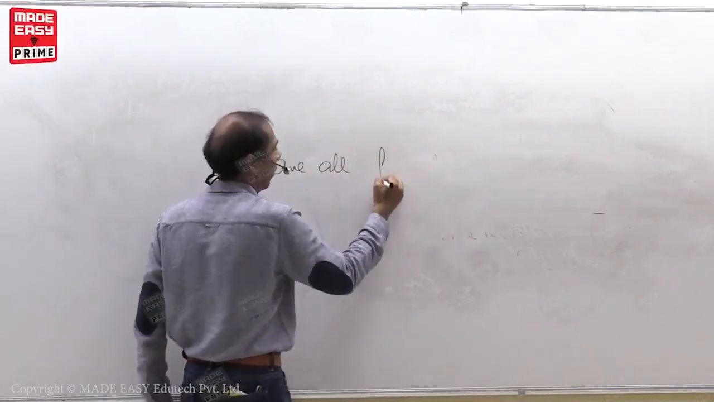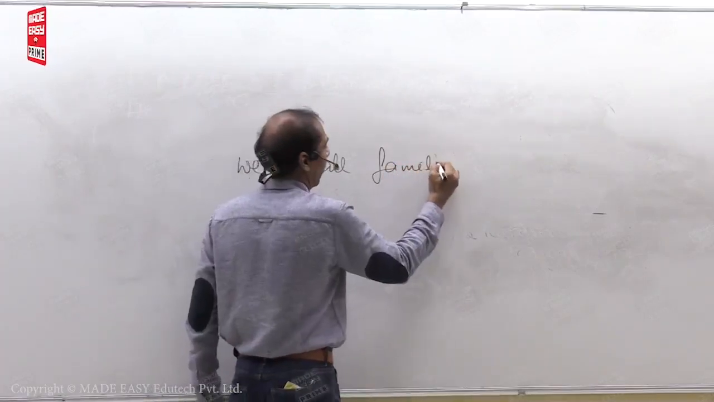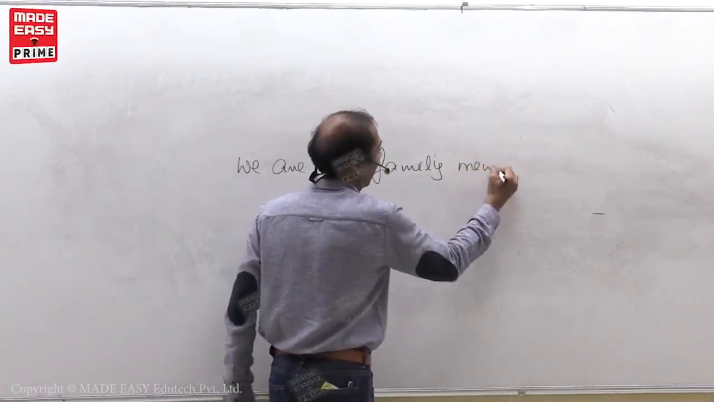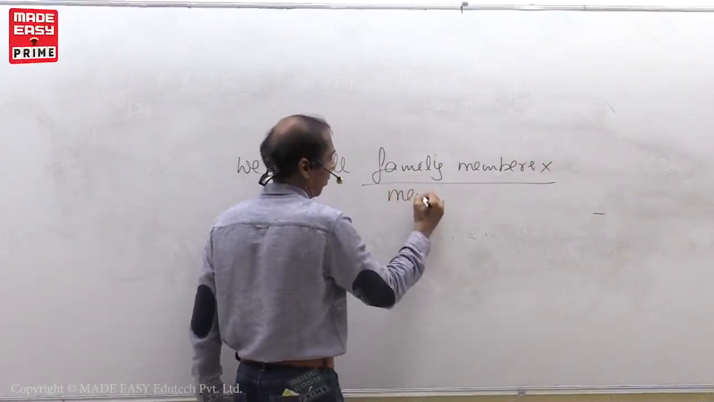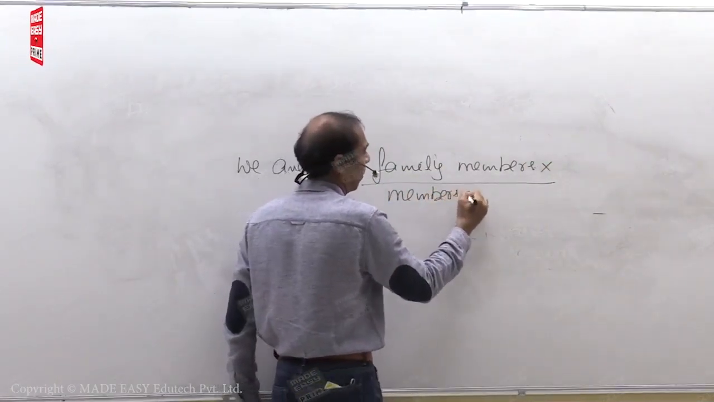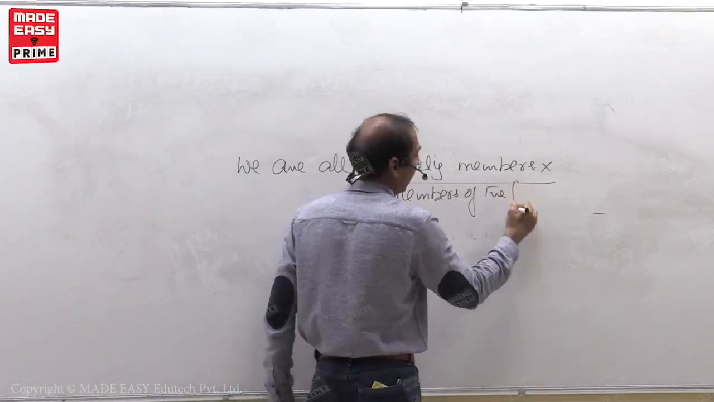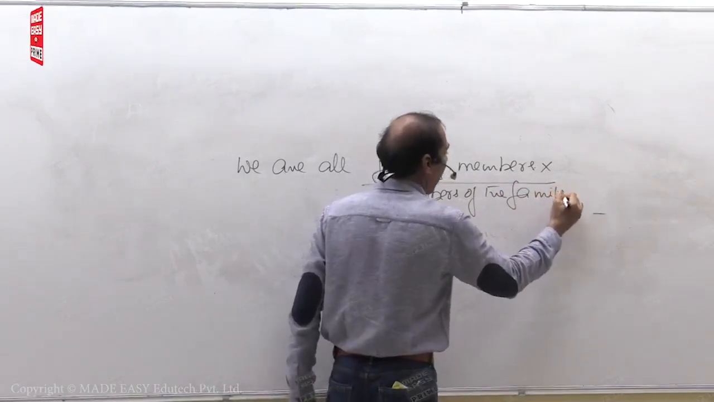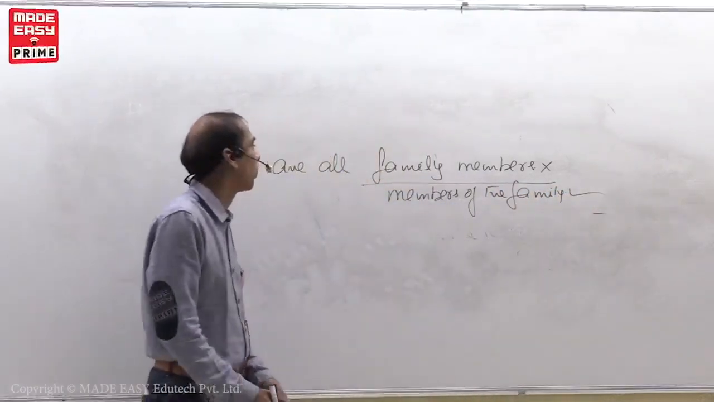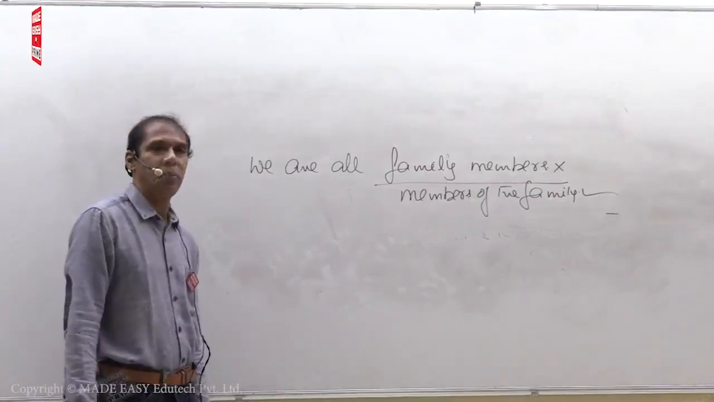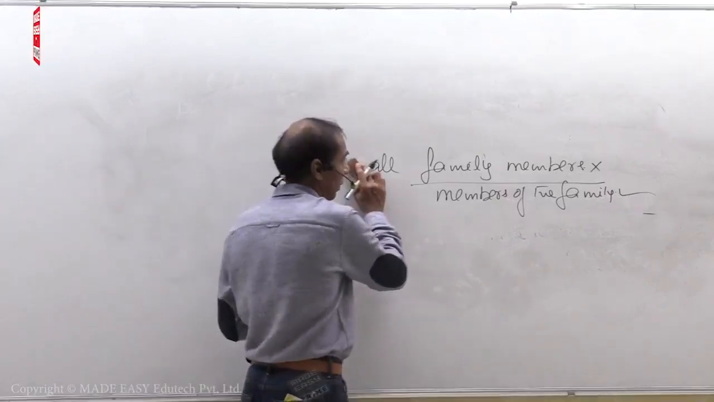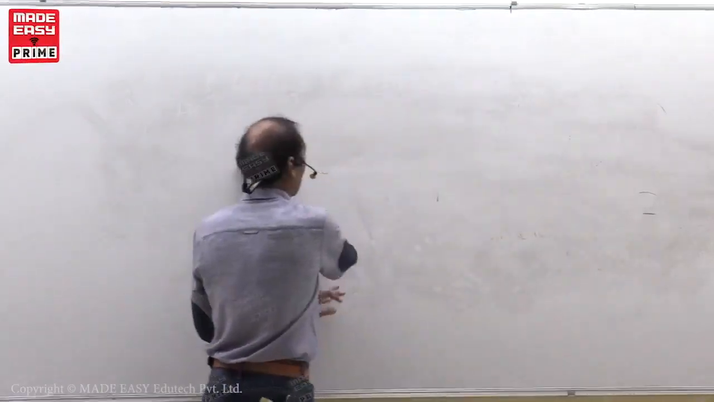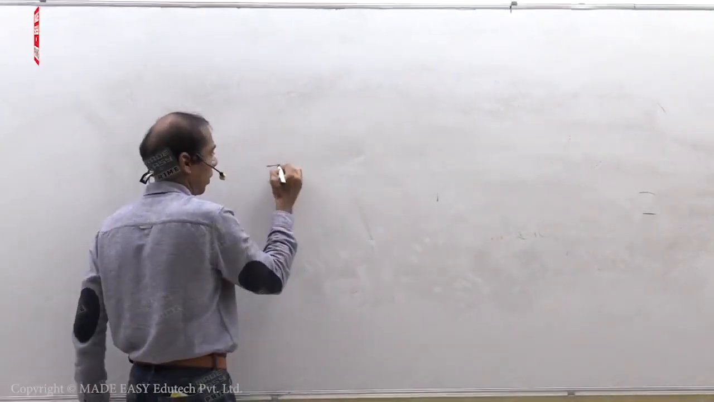We are all family members. It's also wrong. Members of the family. We are all family members. Wrong. Members of the family. Right. See.